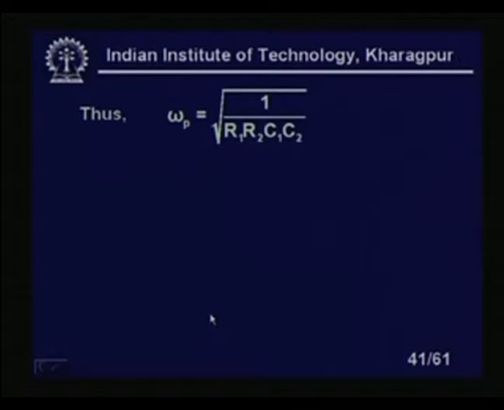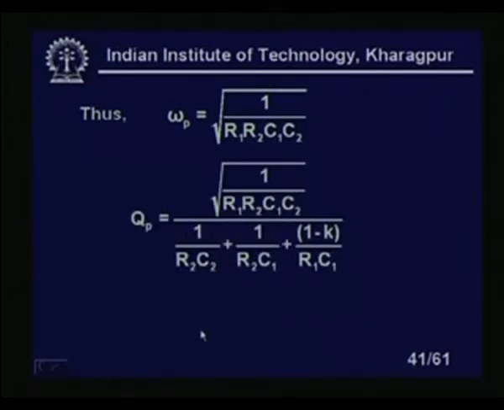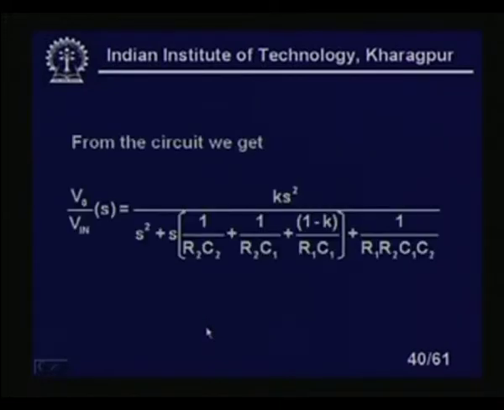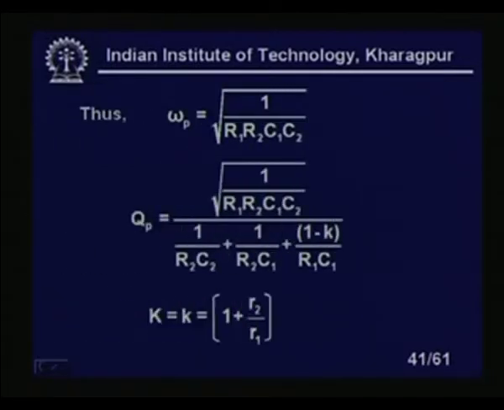So, omega p equal to root over 1 upon R1 R2 C1 C2, and q p equal to root over 1 upon R1 R2 C1 C2 upon 1 upon R2 C2 plus 1 upon R2 C1 plus 1 minus k upon R1 C1. So, capital K equal to small k equal to 1 plus R2 by R1 in this case, right.